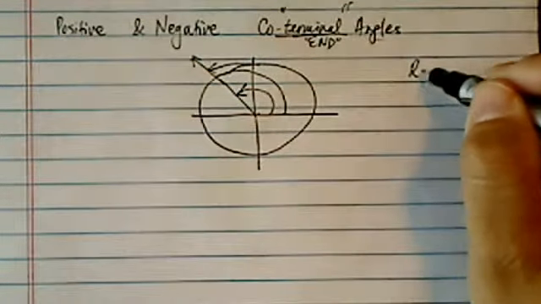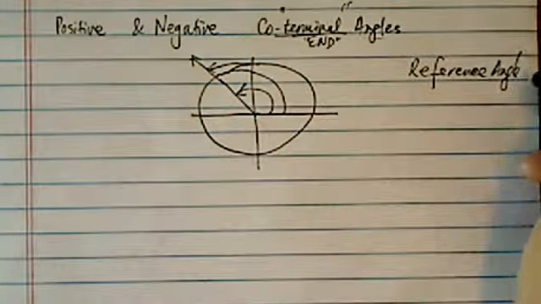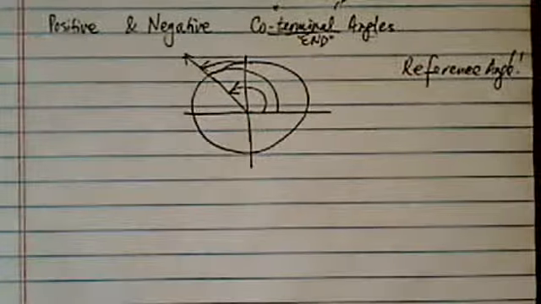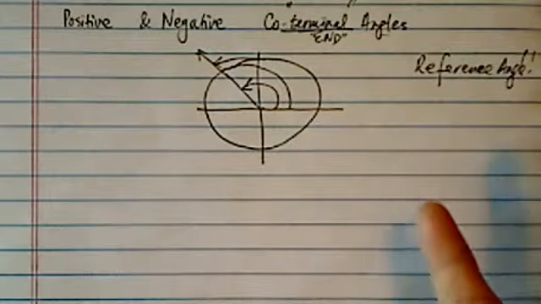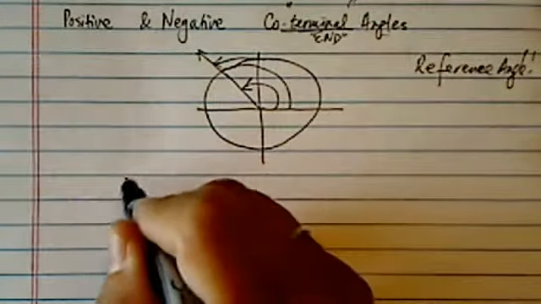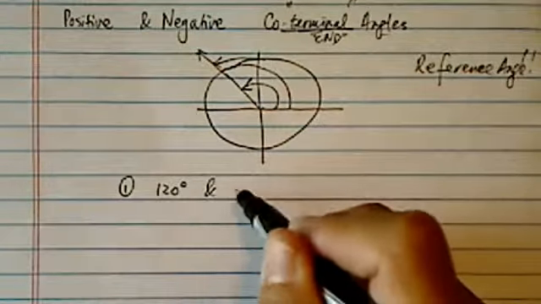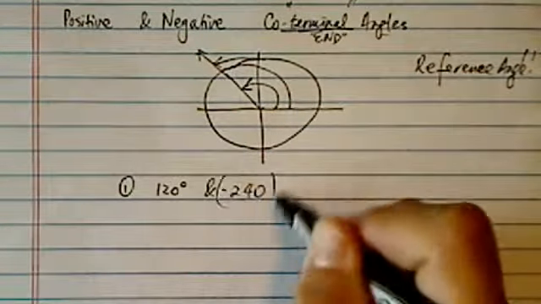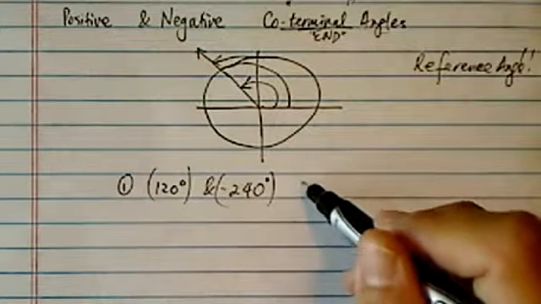However, there's another concept called a reference angle. Now, that's an important concept. However, I recognize a lot of teachers place quite a bit of importance on this, so it is a topic you do have to know. So let's answer a couple of questions, and hopefully along the way we'll see all we need to know about positive and negative coterminal angles.